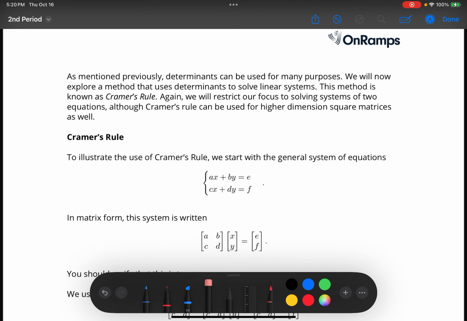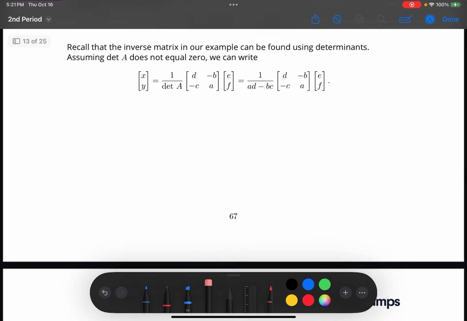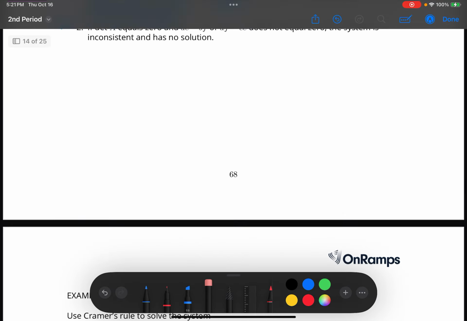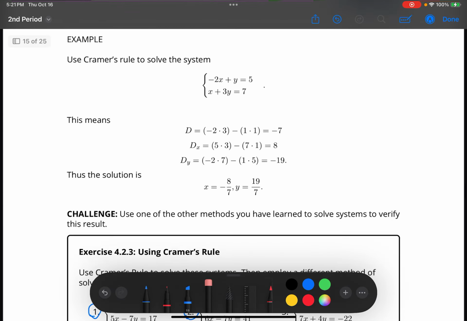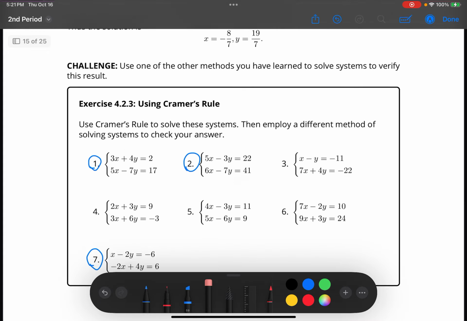Today we're going to talk about Cramer's rule, a way to solve linear systems, particularly 2 by 2 and 3 by 3s, that sometimes can be a whole lot easier than doing either substitution or elimination in the normal way. So I'm going to go all the way to page 69, exercise 423.